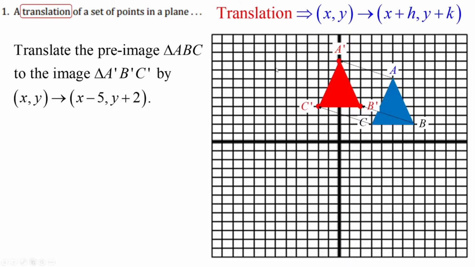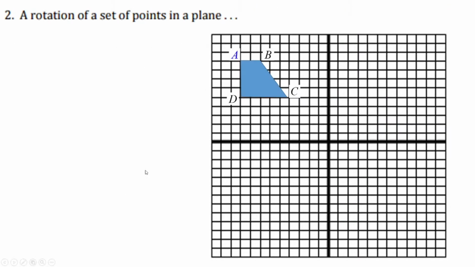So that is the definition of a rigid transformation right there. Okay, now to a rotation of a set of points in a plane. Well, if we're going to rotate, remember, we need our point of rotation or center of rotation, all right? And we need an angle measure and a direction.